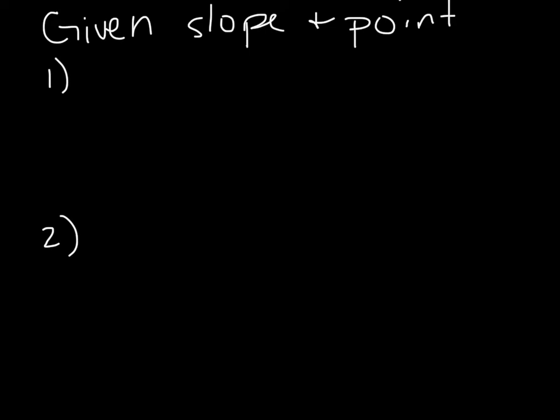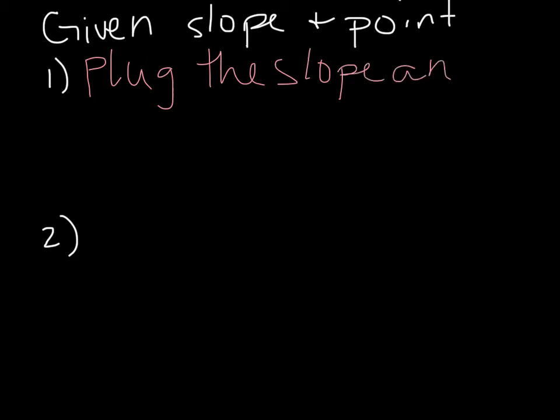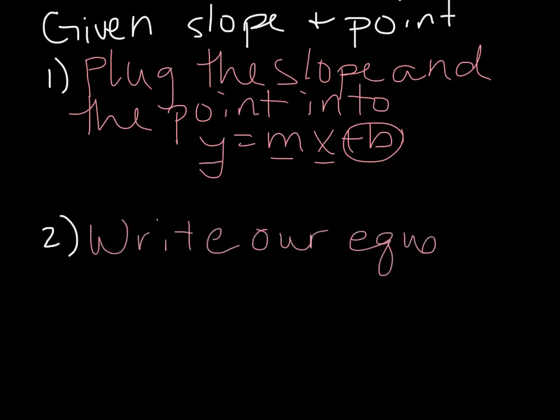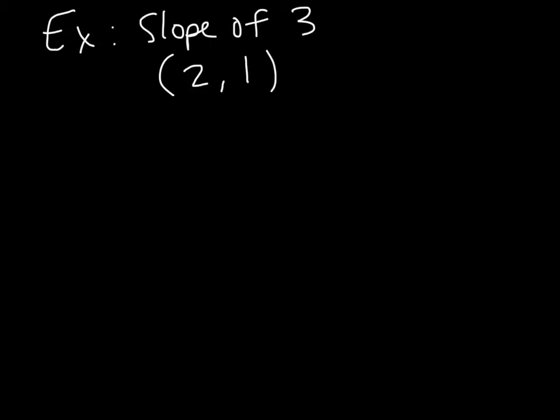So sometimes we are given just the slope and just a point that's on that line, and we're not given the y-intercept. So the first thing that we're going to do is plug the slope and the point, the x and the y values, into y equals mx plus b. So we're going to substitute in for the y, for the m, and for the x, and we're going to solve and find out what the b is, and then we are going to write our equation. So we'll do an example.